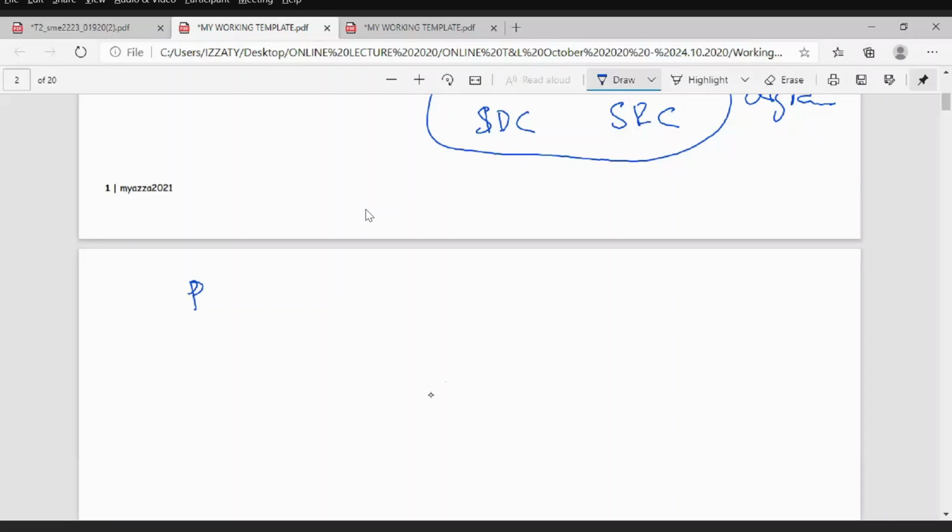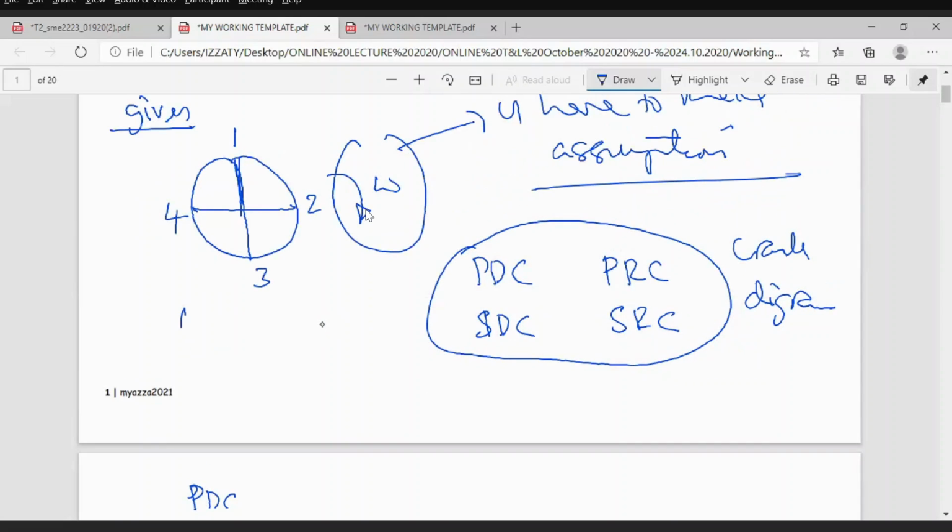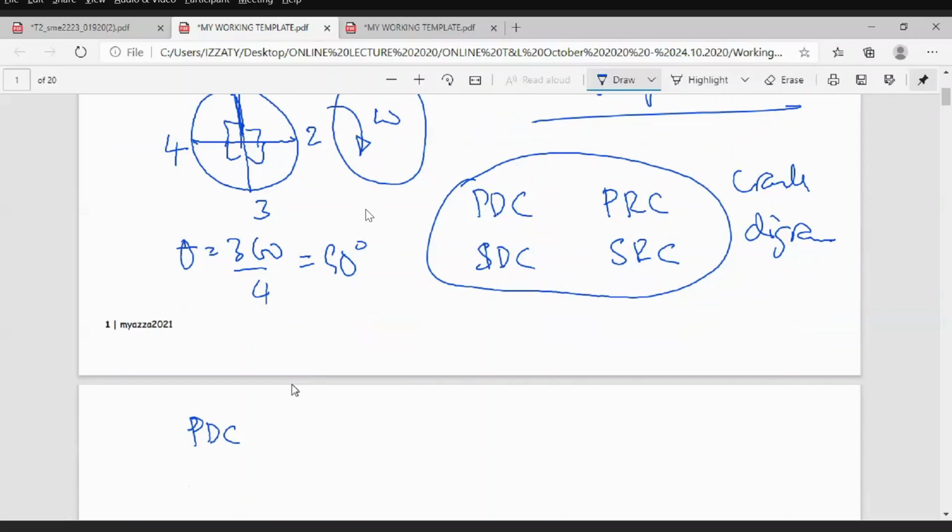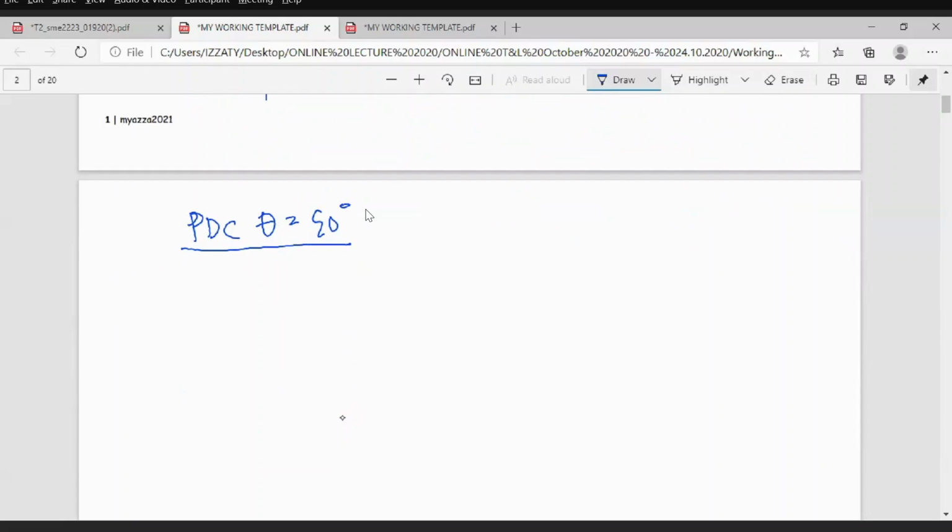Primary direct crank. Okay, theta. What is theta? Theta is equal to 360 divided by 4, which gives you 90. So every one is 90 degrees as given. Correct? So this is your result. Your theta now is equal to 90 degrees. So how to construct? It's not very difficult.